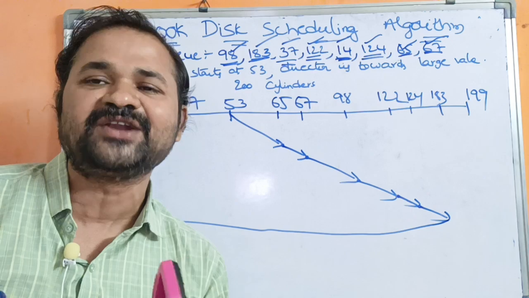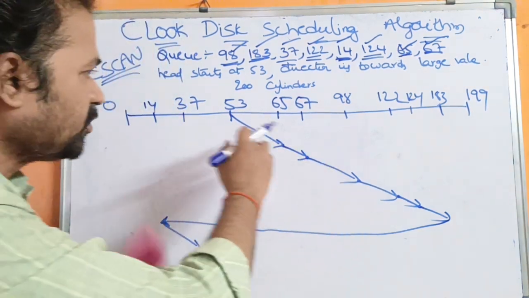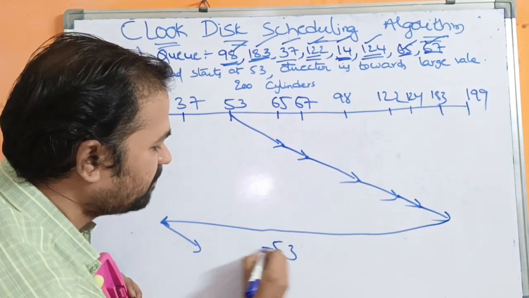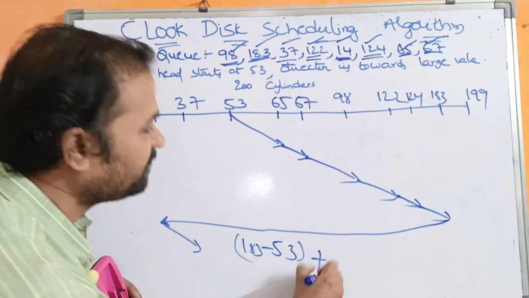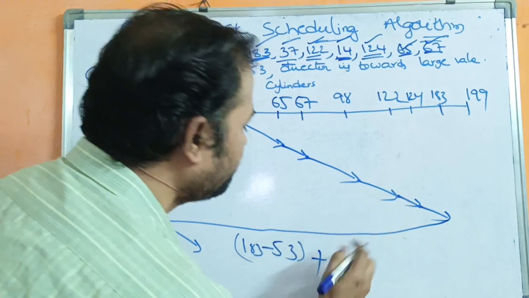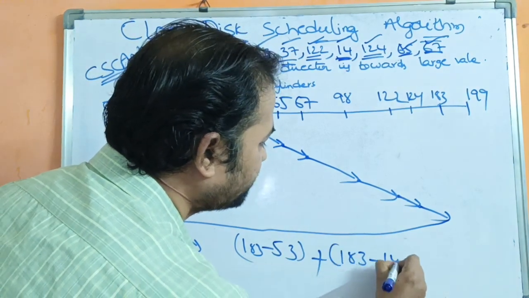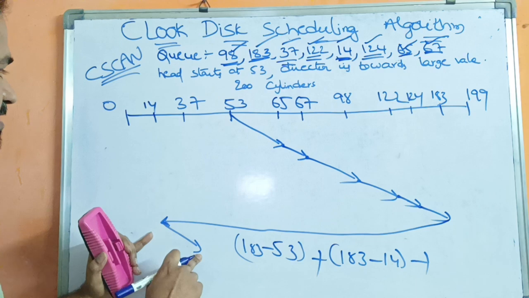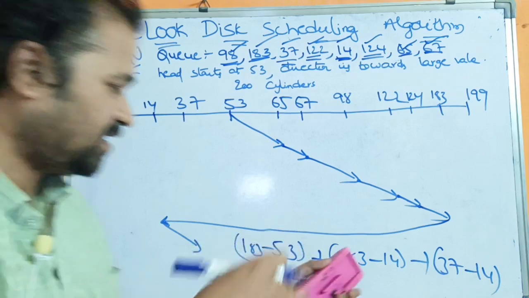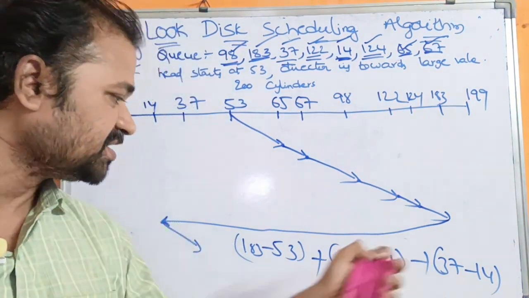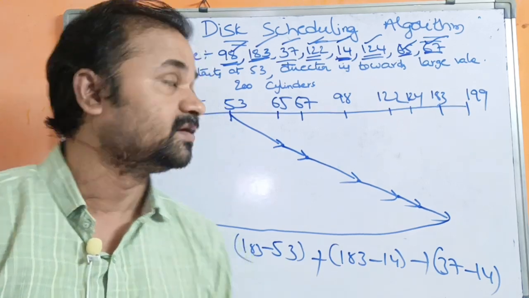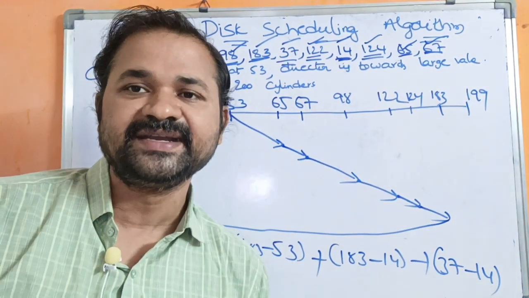Now we have to calculate the total number of head movements. What is the final request here? 183. So simply subtract 53 from 183: 183 minus 53. Then the request here is 14, so subtract 14 from 183: 183 minus 14. Then, plus, the request here is 37, so subtract 14 from 37. If you do the subtractions and additions, we will get a value. That value becomes the total number of head movements needed. So this is about the CLOOK disk scheduling algorithm.